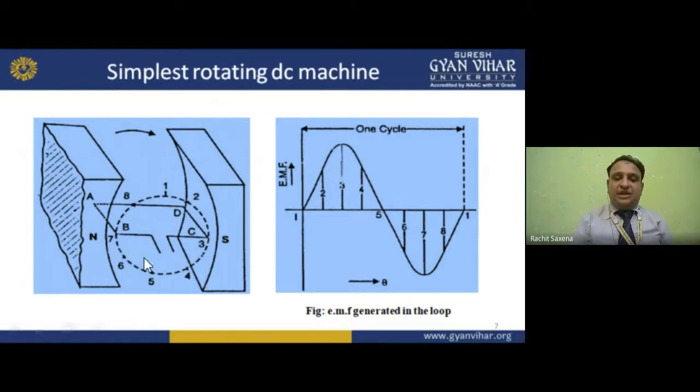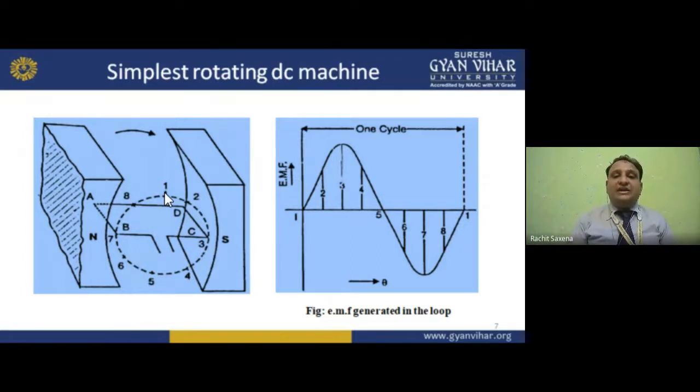Now see, here is what I want to show you: first position, second position, third, fourth, fifth, sixth, seventh and eighth position. As it rotates, this keeps changing. So it makes the half positive, then half negative, half positive, half negative. So what are we getting? We are getting bidirectional current, that is AC, my dear student.